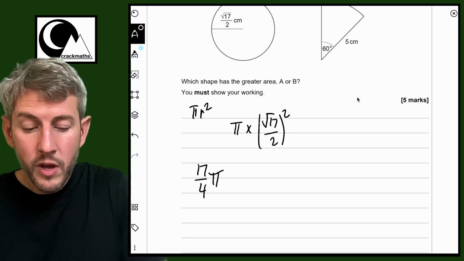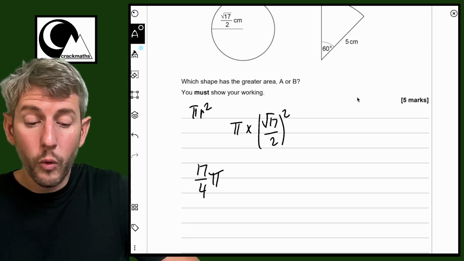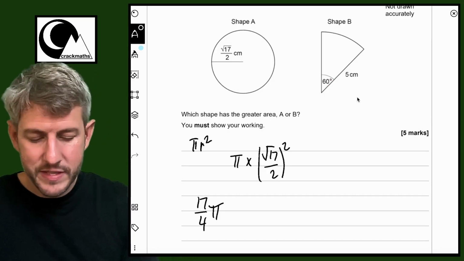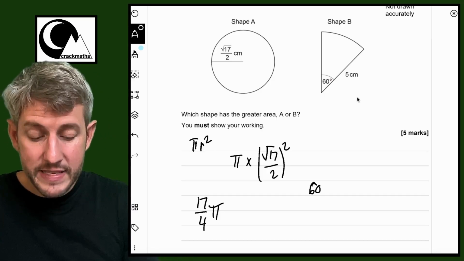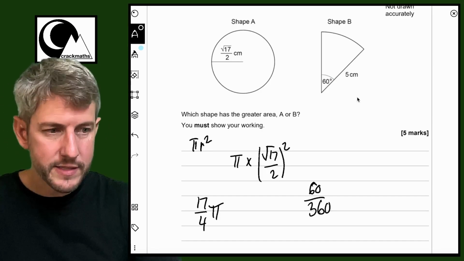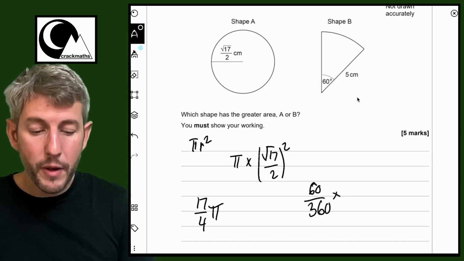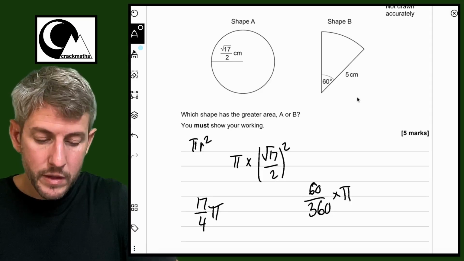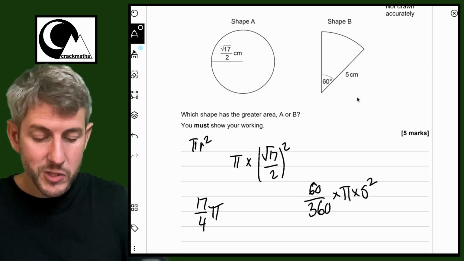Now, this other one, we've got all the numbers here. There's nothing funny about it, but we've only got 60 degrees out of the circle. So that's 60 degrees out of the whole circle, which is 360. And then we're going to times that by the area of the circle, which would be pi times 5 squared.